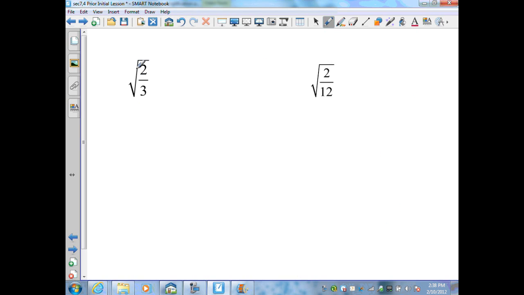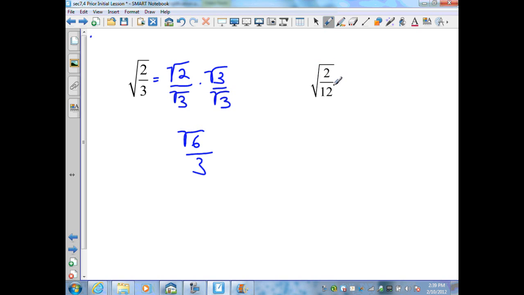Now, what happens if I have a situation where the fraction is all inside of a radical? I can rewrite that as the square root of 2 over the square root of 3. Then I just perform the operation as usual. I rationalize, I multiply the top and bottom by the square root of 3. That gives me the square root of 6 over the square root of 3 times the square root of 3, which is the square root of 9, which is 3.